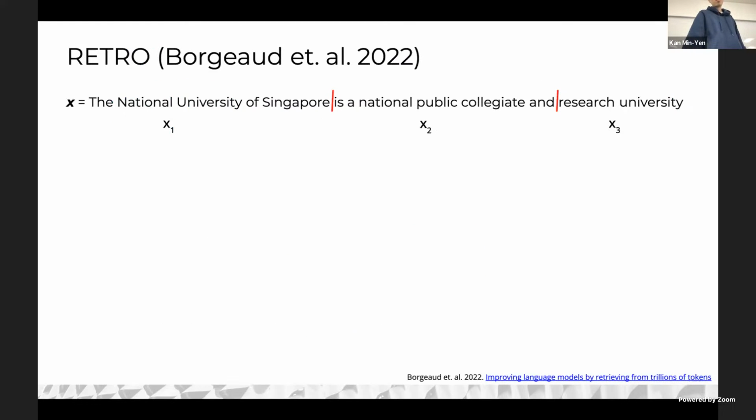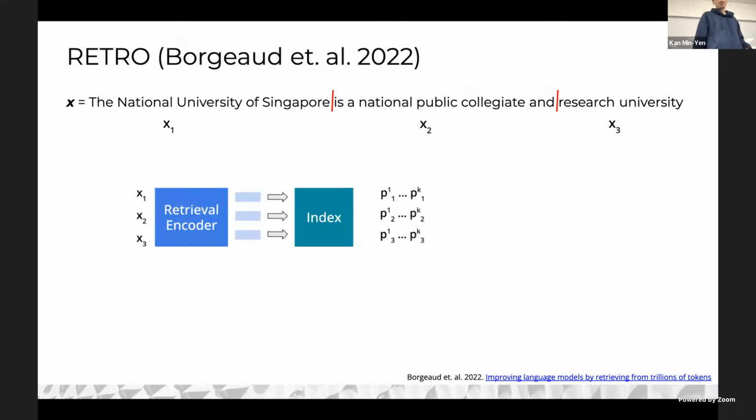So, taking this example, RETRO, essentially what it does is we have a question, and X is the input. First we split it into chunks, for example, 3 chunks over here. Each of the chunks will be fed into a retrieval encoder, and then it becomes an embedding.